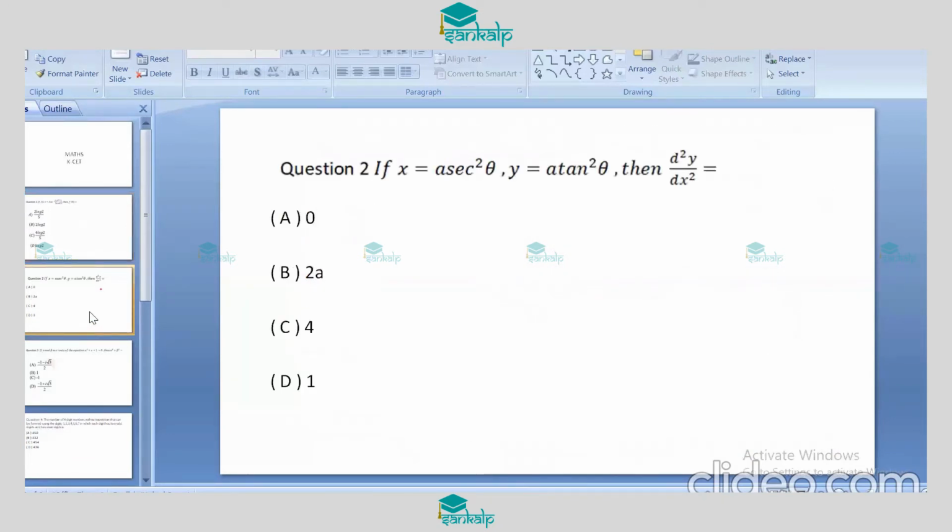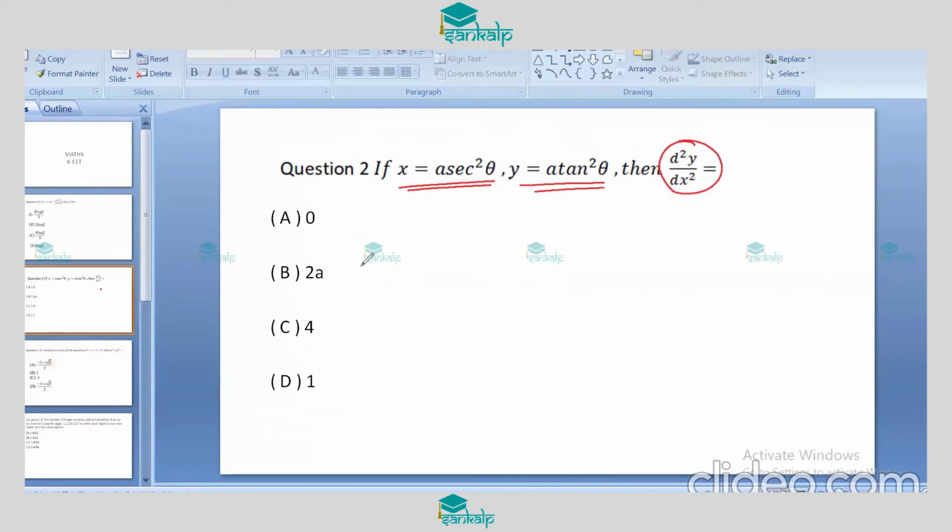This is question number 2. In question number 2, you are given x as secant square theta, y as tan square theta. You have to find d square y by dx square. That means the second derivative you have to find.